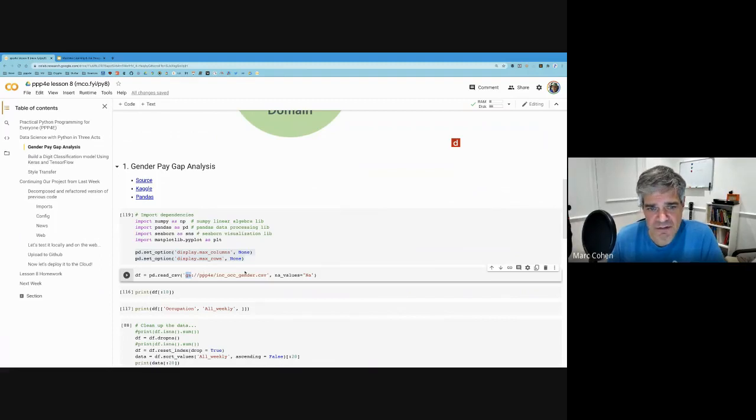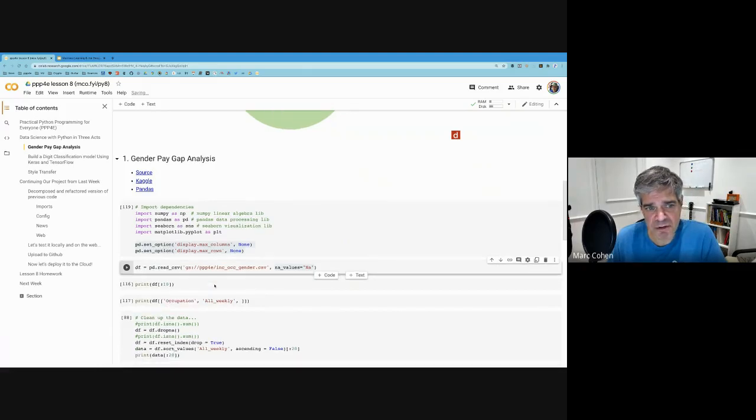So I give it this URL, and it's basically like saying, go get that file, and any values that are not filled in, label them with the string NA, and then take the results of that and put it in a variable called df, and df stands for data frame, which is the name of this type in Pandas. Okay, now we've got a data frame with all the stuff we want.